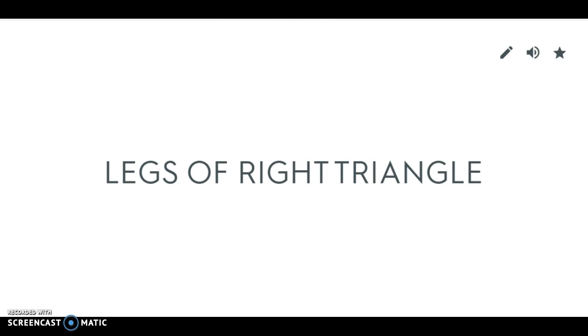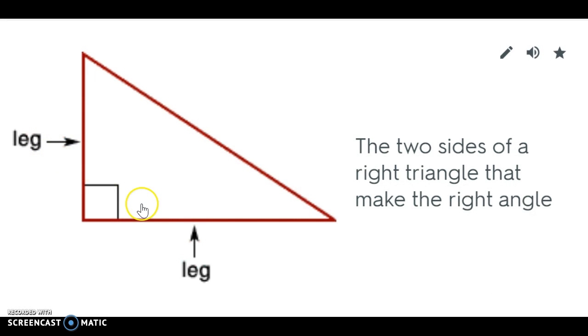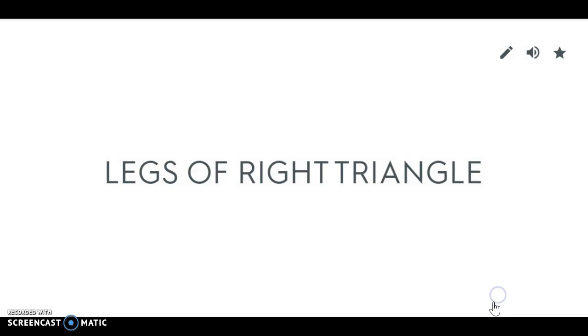The next thing we have is we need to know which are the legs of the right triangle. The legs are the two sides that are not the hypotenuse. Doesn't matter if it's leg 1, leg 2, it really doesn't matter. The only side that matters is the hypotenuse. But the other two sides are the legs.